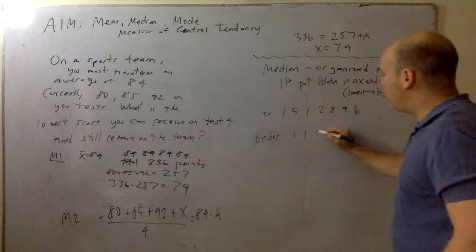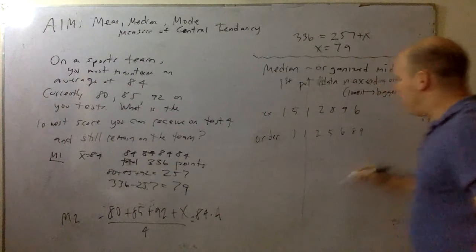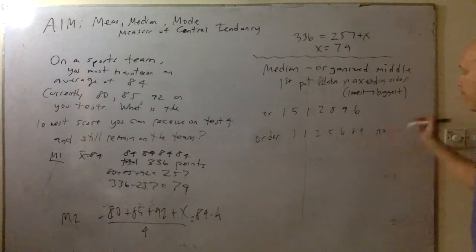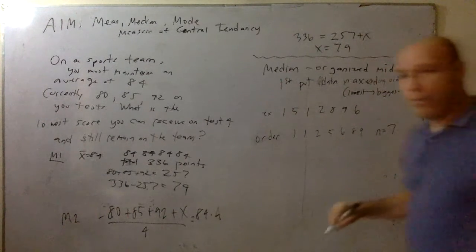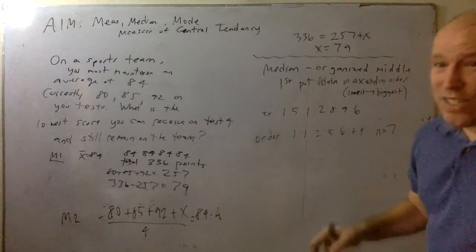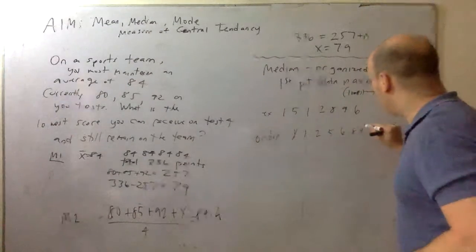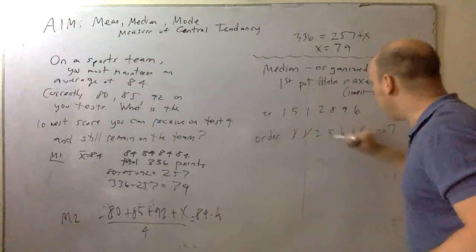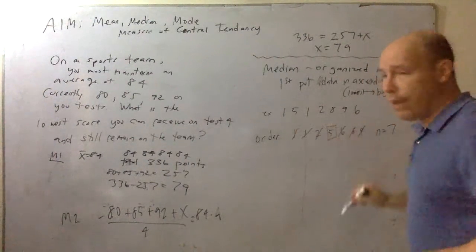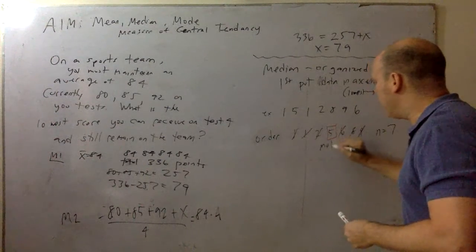So 1, 1, 2, 5, 6, 8, 9. How many? 1, 2, 3, 4, 5, 6, 7. There's 7 pieces of data. And therefore, the easy way is start knocking off the pieces of data: high, low, high, low, high, lowest, highest. What's left over in the middle? That is the median.